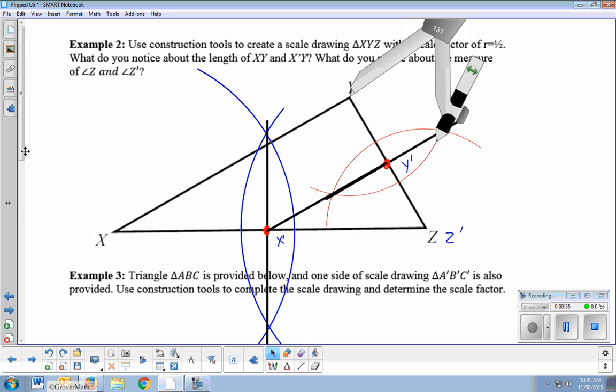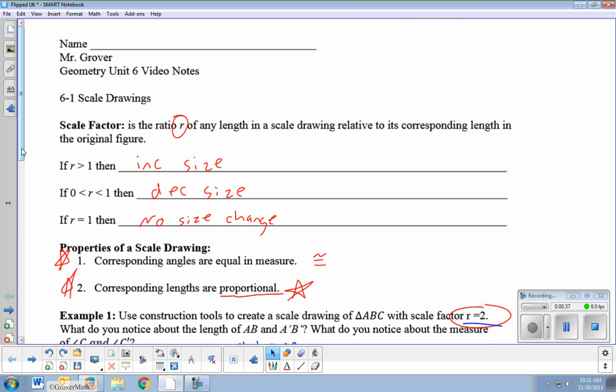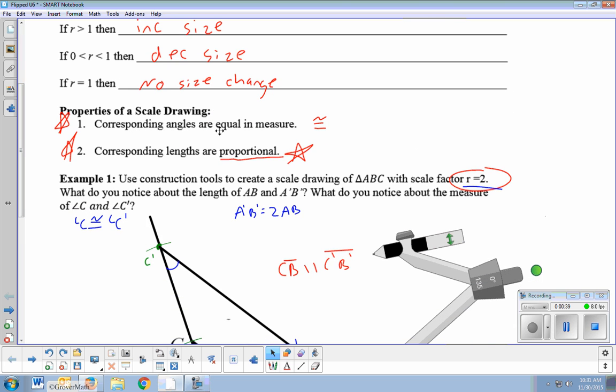The two important things about these dilations and scale drawings mentioned in the first video are that the corresponding angles are equal in measure. They are congruent. Corresponding angles did not change, and that's also what produced a lot of parallel lines. And then the corresponding lengths are proportional. That's what we're really going to focus on in this next video, the fact that the lengths are proportional, and it's the same proportion as your scale factor.